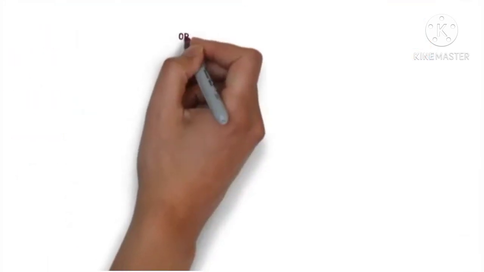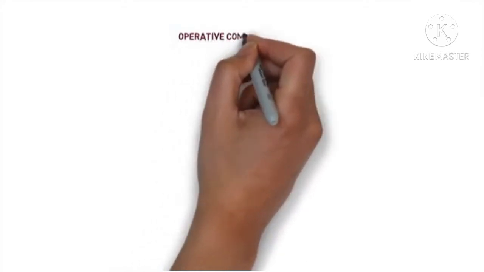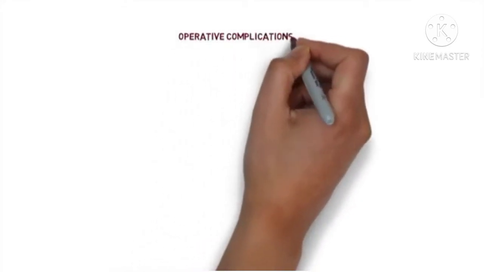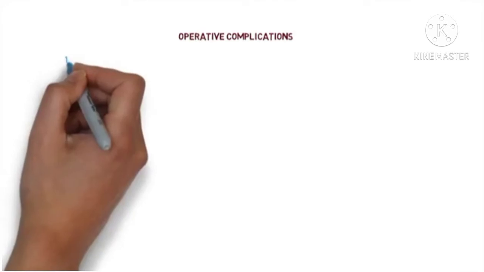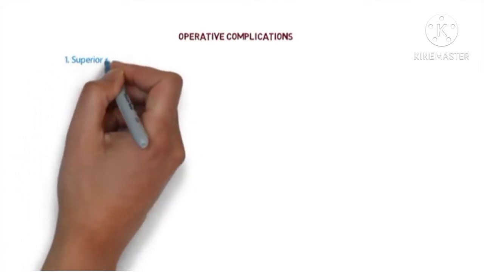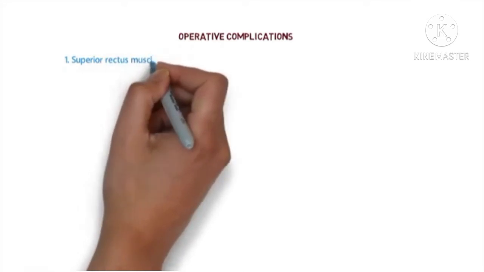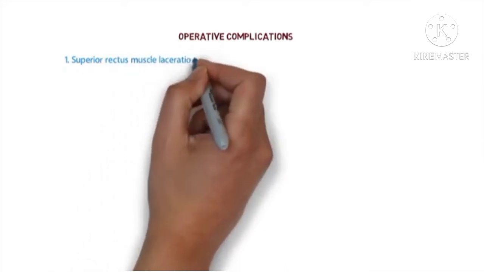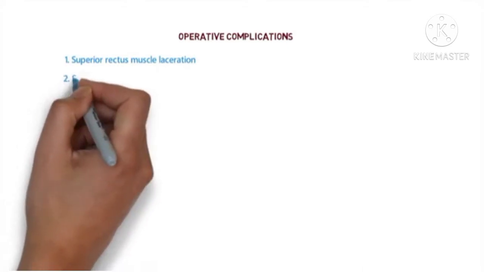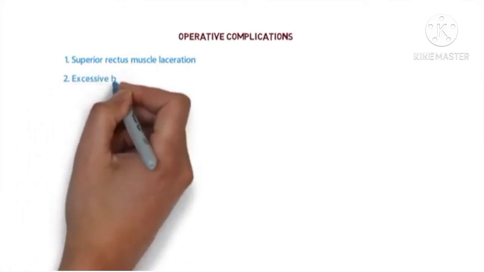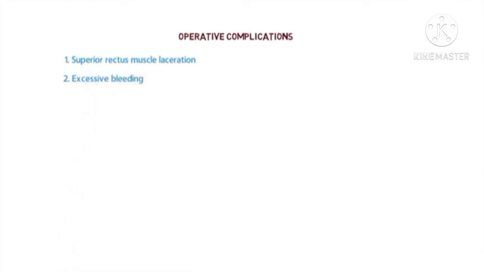Okay, now we are going to discuss operative complications. Operative complications are very easy to remember because we are going to relate them to the steps of cataract surgery, step by step. The first complication is superior rectus muscle laceration. A bridle suture is applied to hold the superior rectus muscle, and after that we prepare the conjunctival flap, and during the preparation of the conjunctival flap excessive bleeding can occur. So the second one is excessive bleeding.